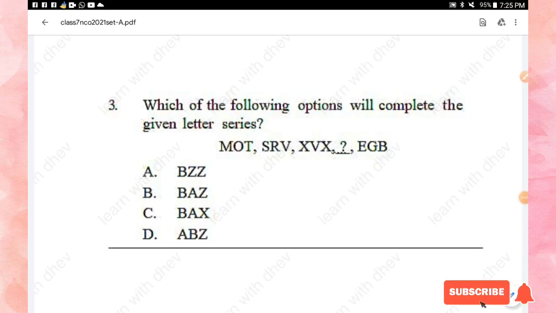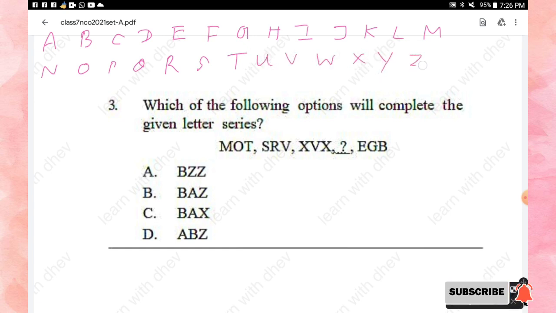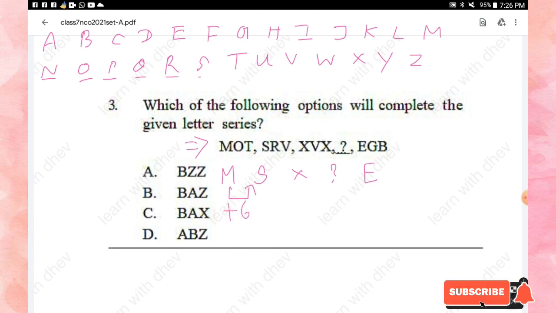Question number 3. Which of the following options will complete the given letter series? So first we'll write down the alphabets. Right, so now we'll take down the first letter of each term: question mark, E. Now what is the relation between these two letters M and S? Just look carefully. 1, 2, 3, 4, 5, 6, which means the sixth letter from M is S. In the same way, from S, the fifth letter from S is X. You can check here. 1, 2, 3, 4, 5.